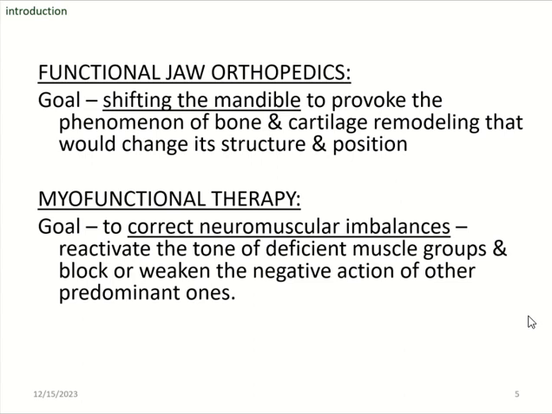Right now there are a variety of different functional appliances available. The appliances selected for the treatment can be adapted to the type of anomaly and to the growth pattern. So the growth direction, the amount of growth, and the timing are relevant to the ultimate success of the treatment. The goal here is to shift the mandible to provoke a phenomenon of bone and cartilage remodeling that would change its structure and position. And the myofunctional therapy goal is to correct the neuromuscular imbalances, to reactivate the torn out efficient muscle groups, and to block or weaken the negative action of other predominant ones.